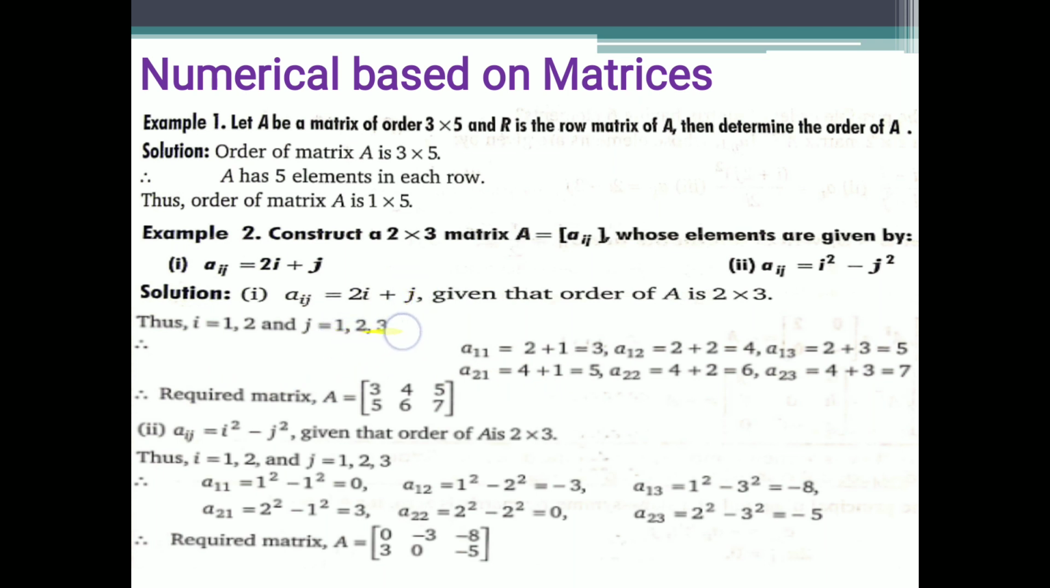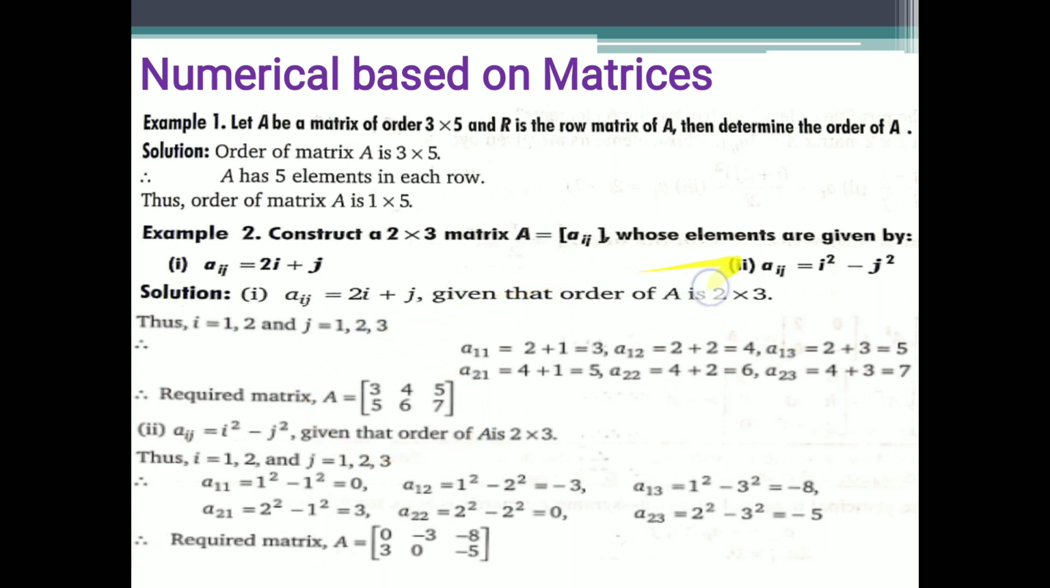The 2 plus 1, it becomes 3. My first element became 3. Similarly, if you put the values in place of i and j, you will be able to get all the elements, and the final matrix will be, this is first part A11, that is 3, then A12, that is 4. From here we got the value, and so on. You can place it in the form of a matrix. So this A, with the values given in the elements, will be your final matrix.